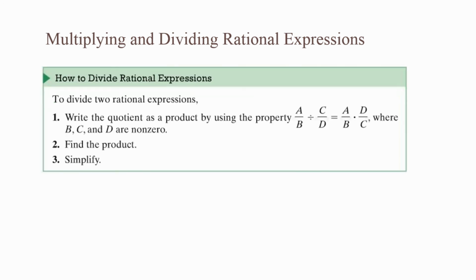How to divide rational expressions. To divide two rational expressions, first, write the quotient as a product using the property a over b divided by c over d equals a over b times d over c, where b, c, and d are non-zero. Second, find the product. Third, simplify.